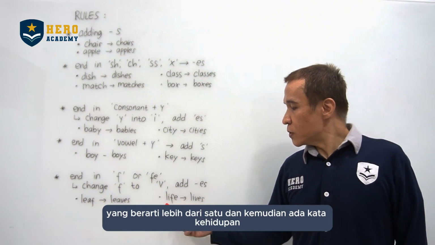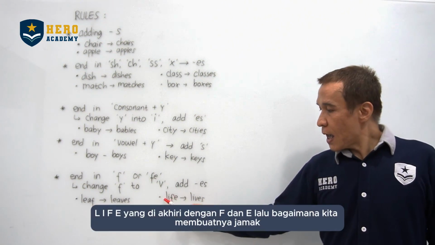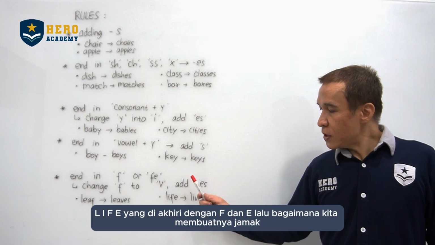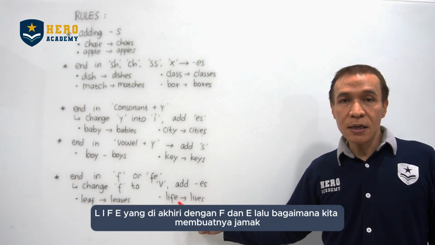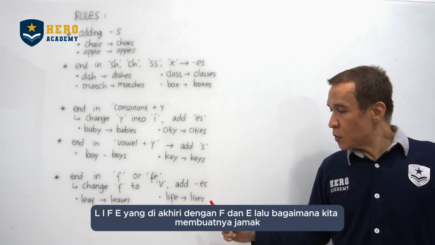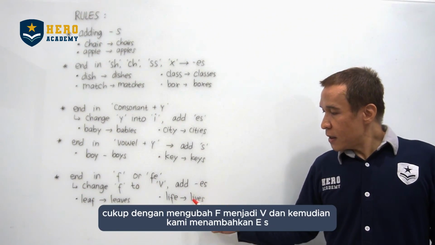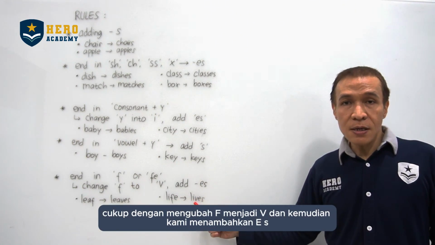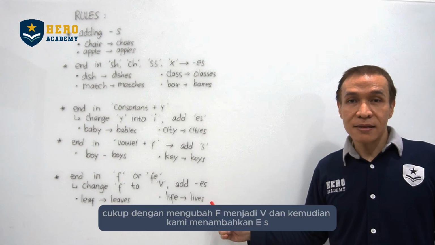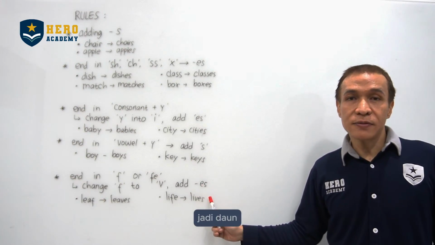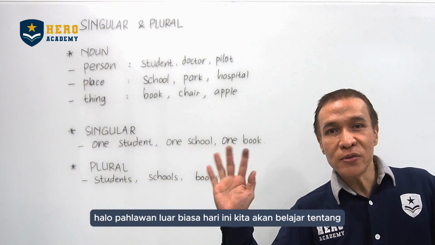And then there's also the word life, L-I-F-E, which ends with f and e. And then how do we make it plural? Just simply by changing f into v and then we add s. So it becomes lives.